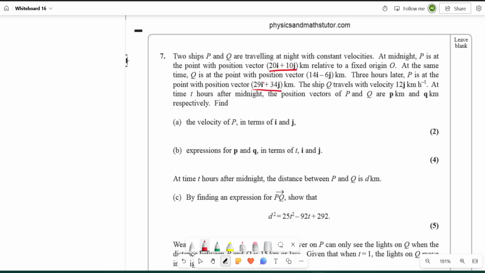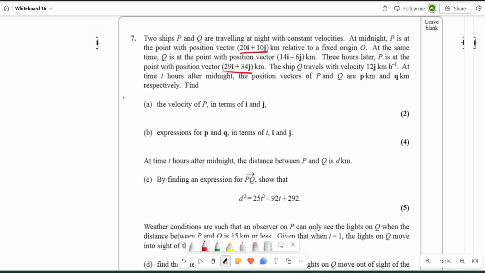So if I subtract these two positions from each other, I'm going to get the displacement S of particle P. And I know that velocity is equal to displacement over time. So if I want the velocity of P, I need the displacement over time. I know that time was 3 hours. Displacement I can get by subtracting the positions. So let's see how we can do that.